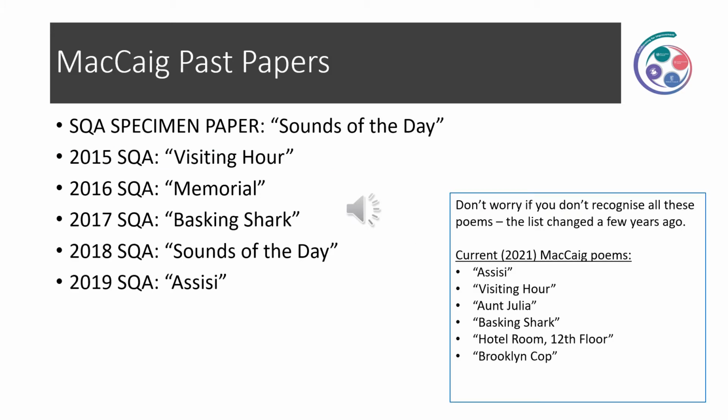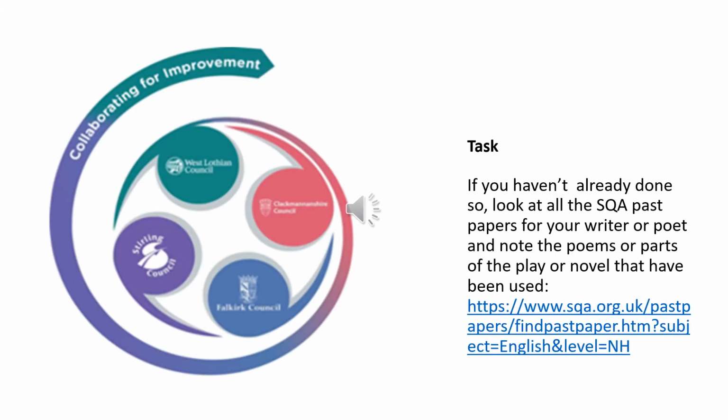Obviously not everyone has studied the same texts from the SQA list, but if we look at the poetry of Norman McCaig, for example, and trace back throughout the years, we can see that a different poem appears every year. If you haven't already done so, look at all the SQA past papers for your writer or poet and note the poems or parts of the play or novel that have been used.